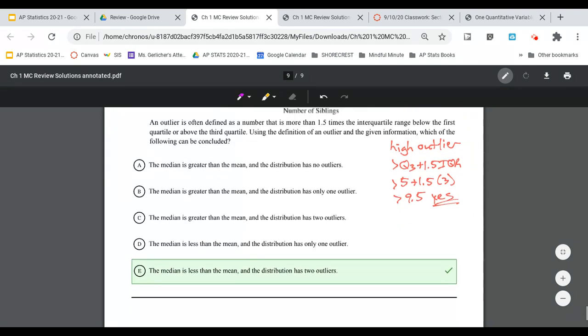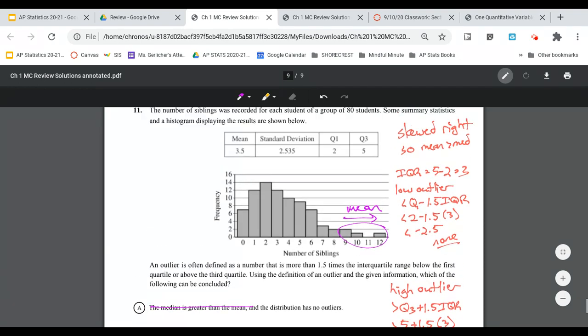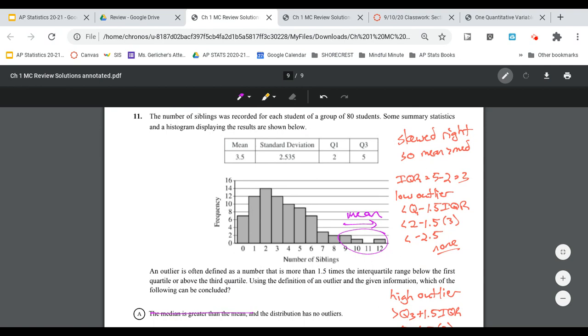So mean is higher than the median. That means the median is less than the mean. So I can cross these guys out. So then I now have to decide, is there one outlier or two outliers to narrow down between my two answers? So I just did my rule. The IQR is 3 because it's how far apart these guys are.